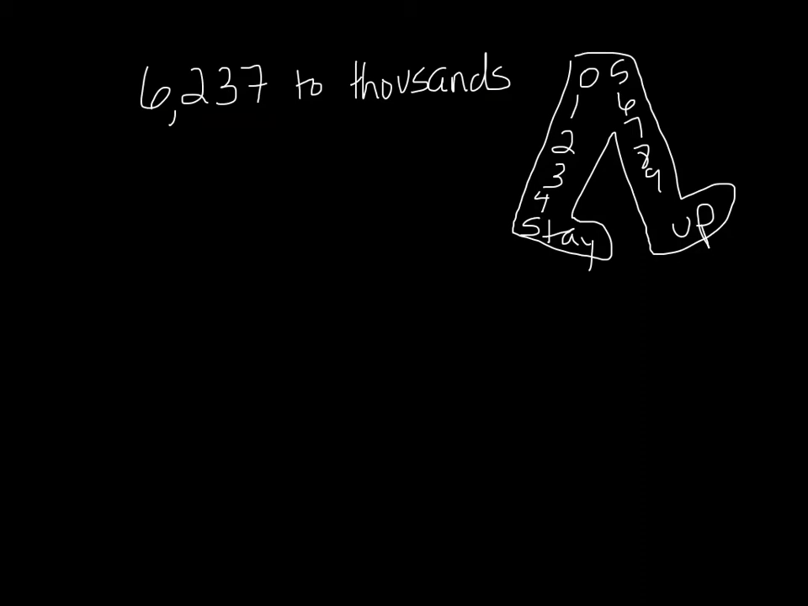So what it's asking us to do is to round 6,237 to the thousands place. So first we identify what the thousands place is, and it's the 6. That's the guy. And then we look at his date, the one that's very next to him. And that's the 2.